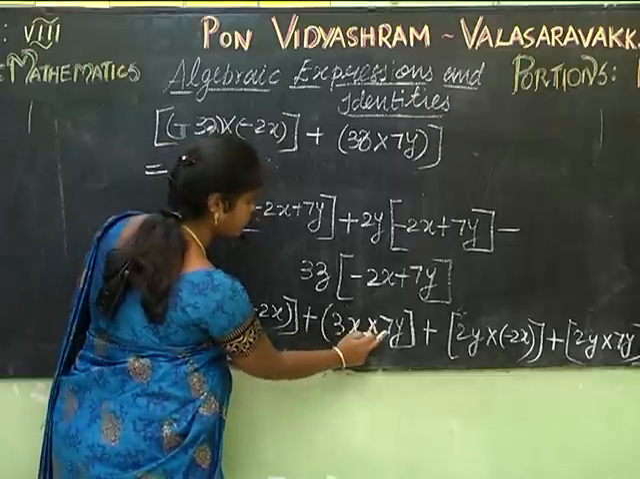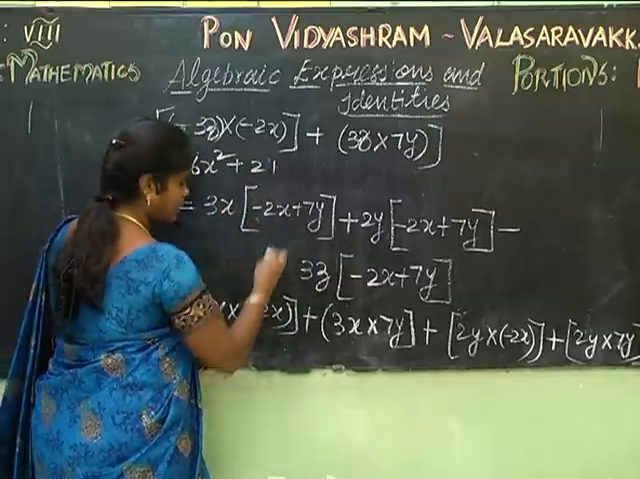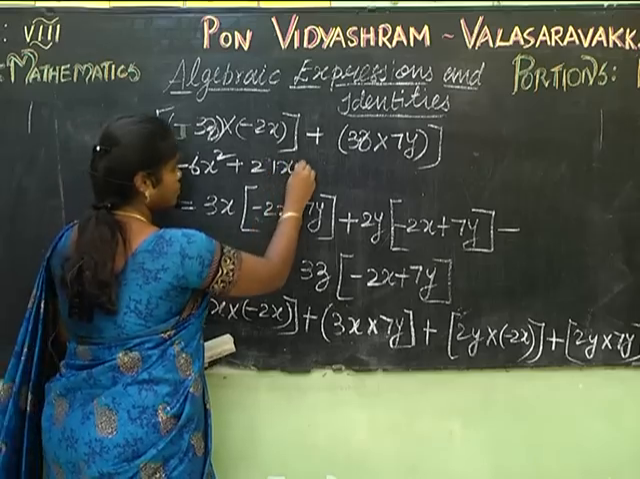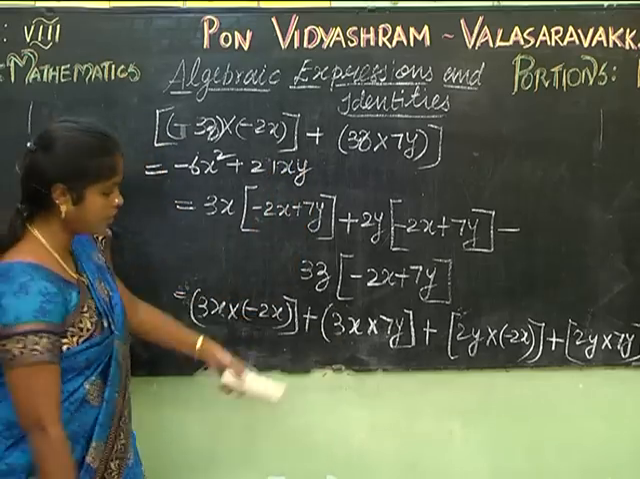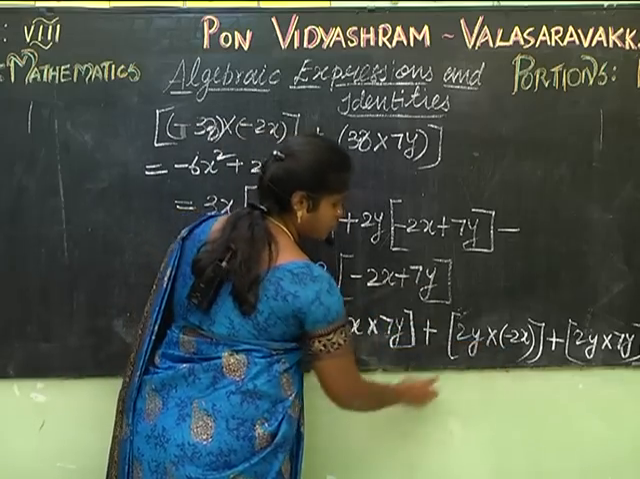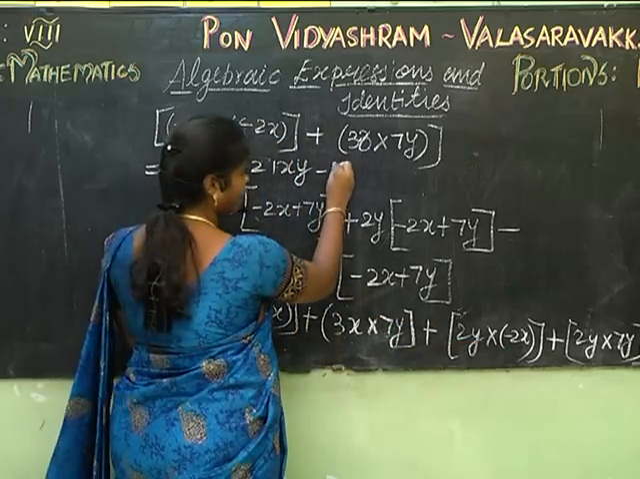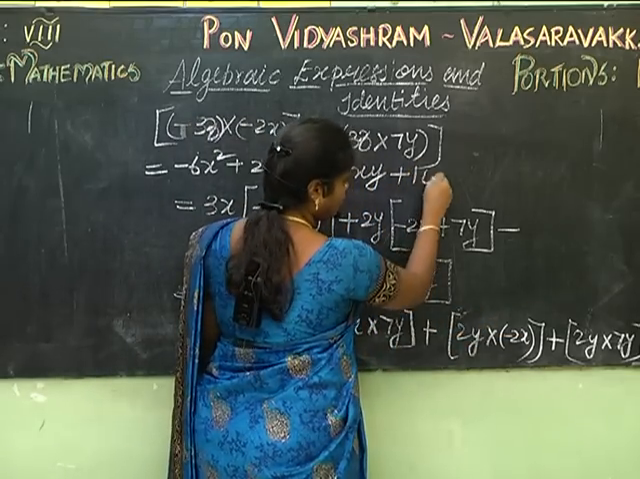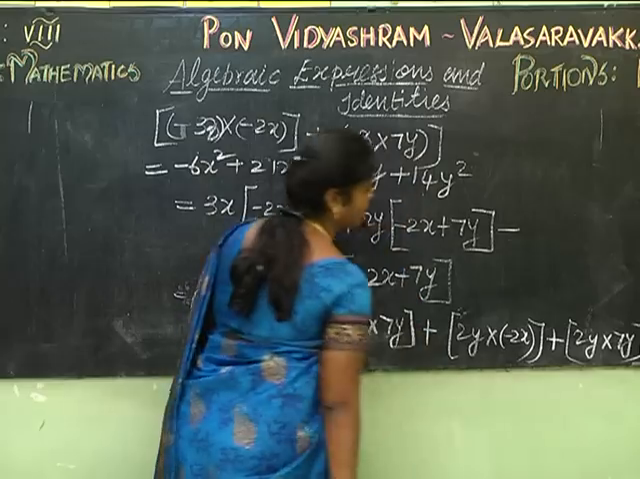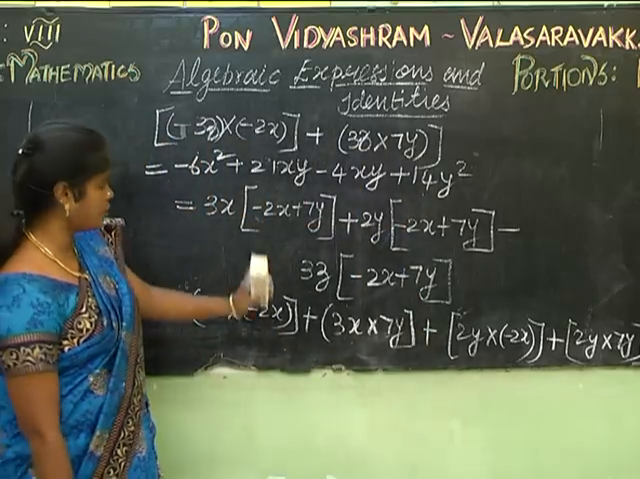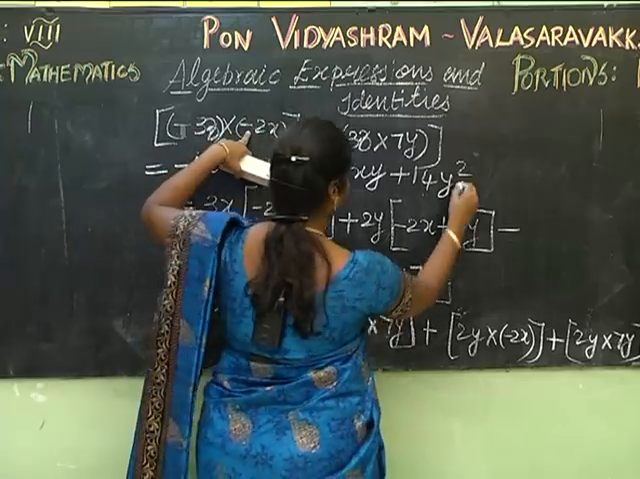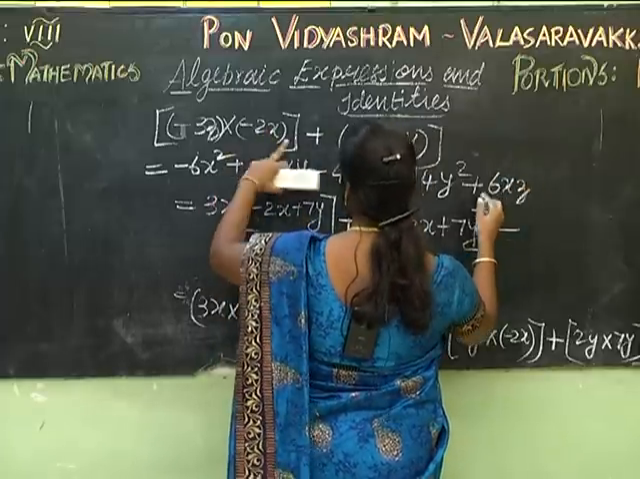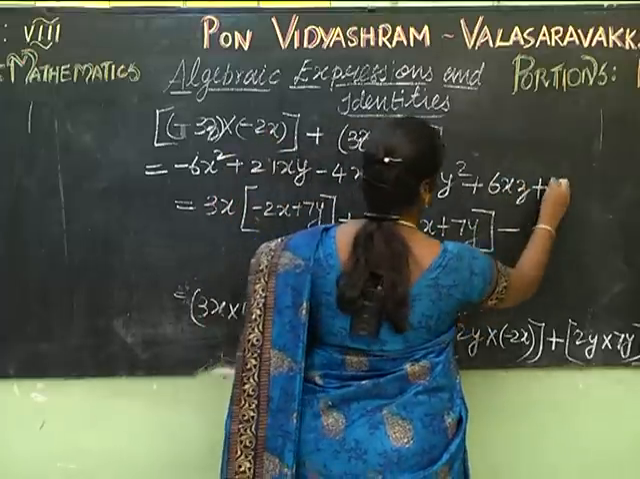Then come to the next one. 3 7s are 21. See, there is no negative term, so we can write the symbol plus. 3 7s are 21, so 21xy. Come to the next one. 2 into minus 2, so plus into minus, minus. So minus 4xy. Then 2 7s are 14, 14y square, because y into y, we already learned the laws of exponents, so y square. Then come to this one, minus into minus, plus. 3 2s are 6. So 6xz, as x and z are two different variables. Then plus 3 7s are 21.